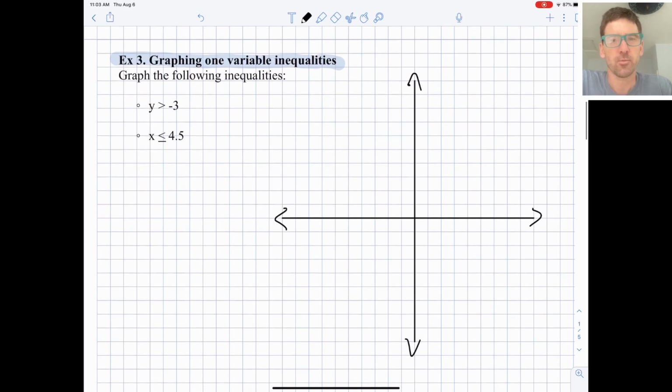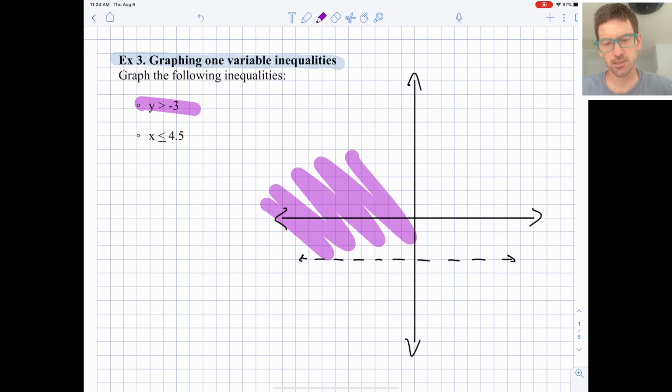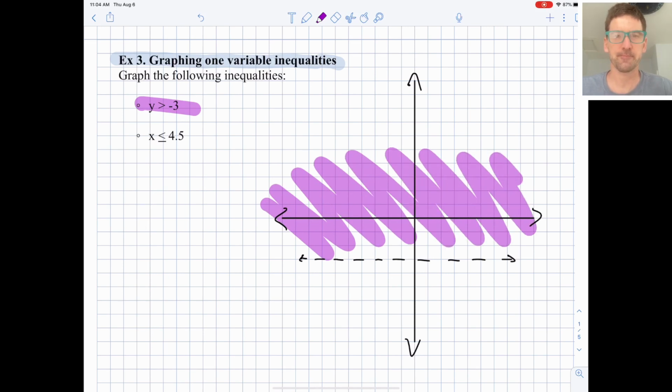Sometimes you'll be graphing some one-variable inequalities, and we do it the same way. It's just your lines happen to be vertical or horizontal. So y is greater than -3. We will graph the line y is equal to -3, and this is going to be a dashed line. And let me try to color coordinate a little bit here. This will be purple, and so we will be shading this zone above that line.